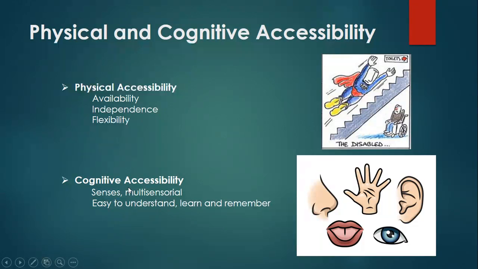What is physical and cognitive accessibility? Physical accessibility is the ability, the independence, and the flexibility to move around your space. Cognitive accessibility is for people who have very sensitive senses, multisensorial, easy to understand, learn, and remember.